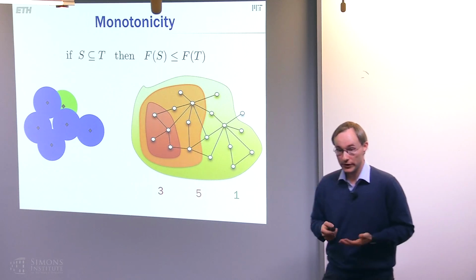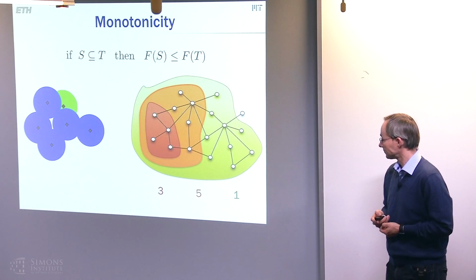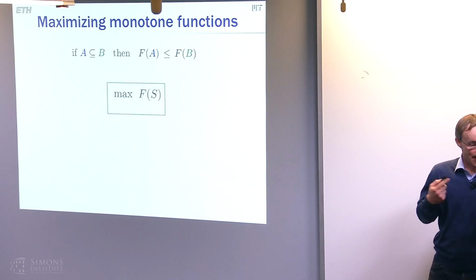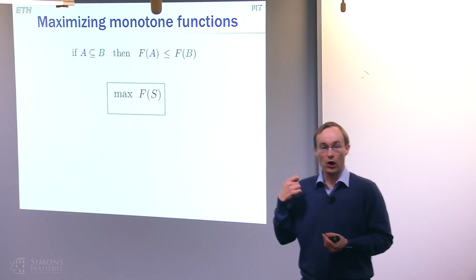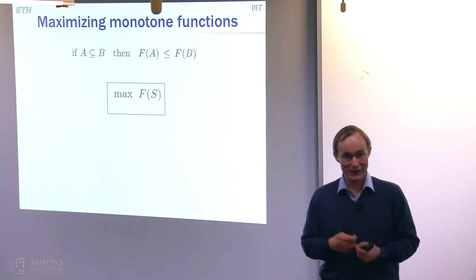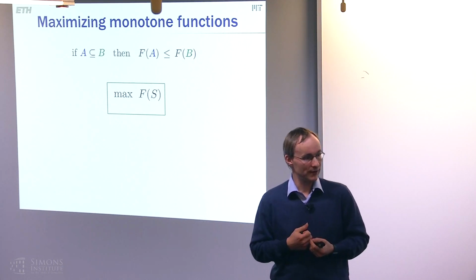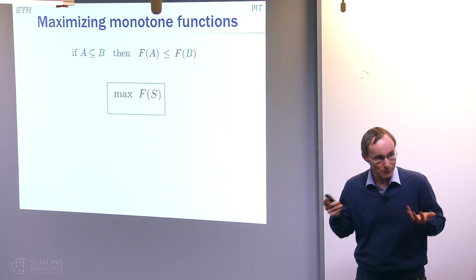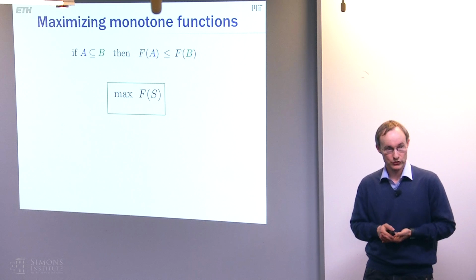So in the first part of this tutorial, we'll focus on maximizing monotone submodular functions. Now the question is, given some submodular function that's also monotone, how can we maximize it? Turns out that's a pretty easy problem. Well, if it doesn't hurt us to add more elements, why don't we just pick everything? So the problem of unconstrained monotone maximization obviously is trivial. It only makes sense if you also have some constraints.